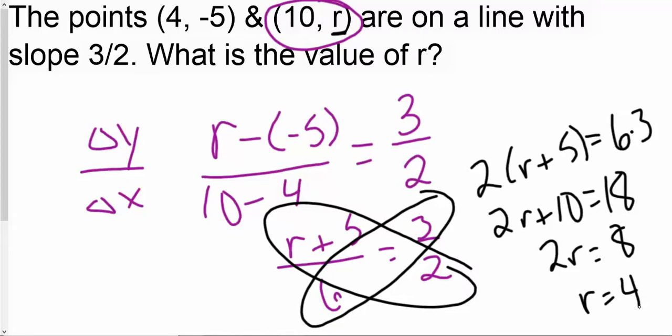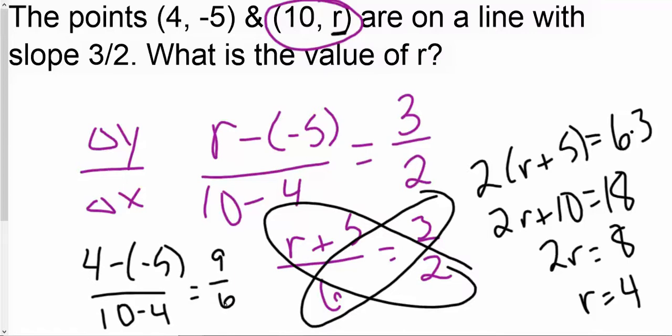And we could check this out again if we really wanted to, right? We could say, okay, well, 4 minus negative 5 over 10 minus 4, that's equal to 9 over 6, which is 3 halves. So we did it. R is 4.